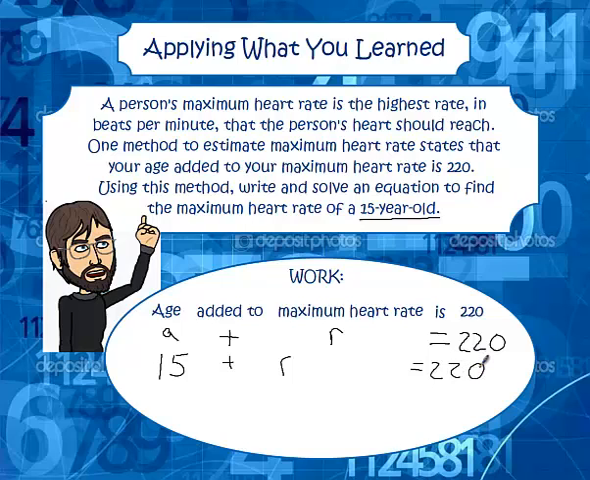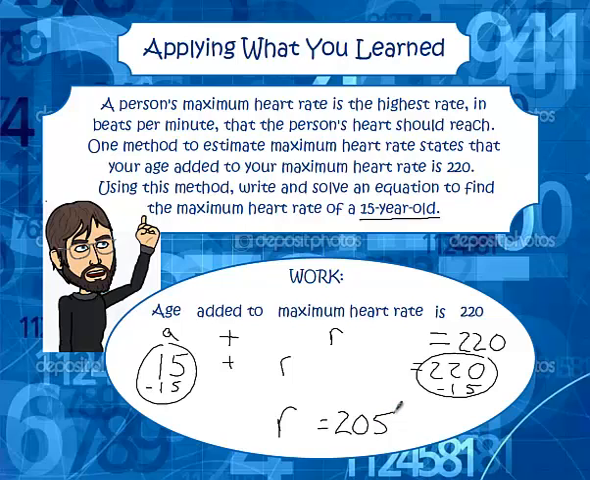Now this is an equation that we can solve. We're going to solve this using the subtraction method. Since I have 15 on the left side, I need to subtract 15 from this side. And whatever I do to one side, remember it's like a scale, I have to do to the other. That leaves me with just R. 15 minus 15 equals 0. That leaves me with just R equals, and 220 minus 15 over here, that equals 205.